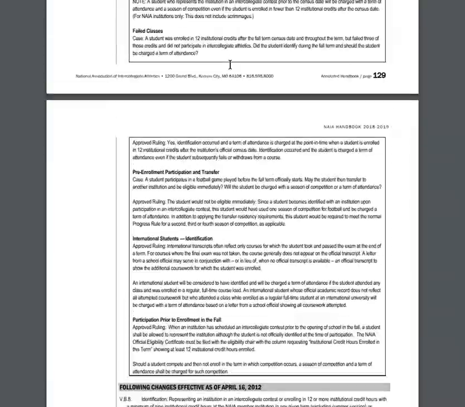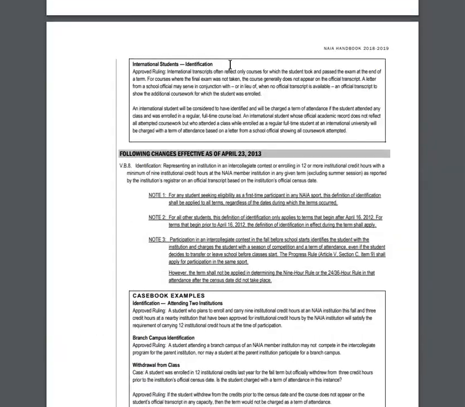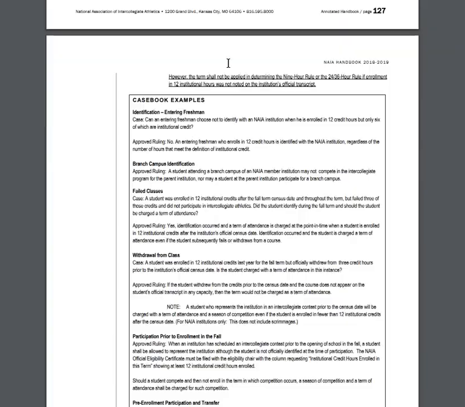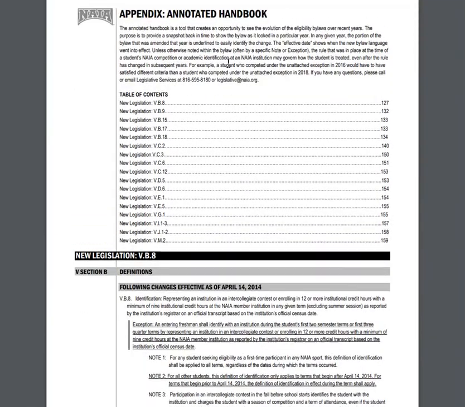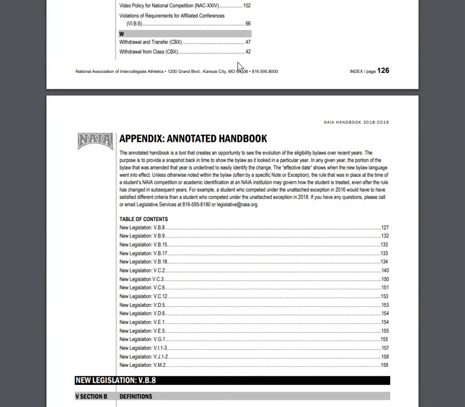If you guys have any questions about this, if you're interested in learning more about it, please feel free to give Legislative Services a call, 816-595-8180. You can always email us at legislative@naia.org. And we'd always appreciate additional ways that we can make the handbook better. This is for you guys. We use it all the time. We're pretty familiar with it. You guys might use it a little bit less. So if there's anything we can do to try to help make this better and easier to use, please let us know.